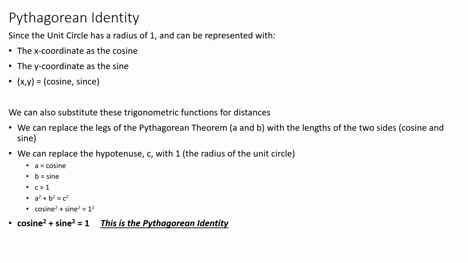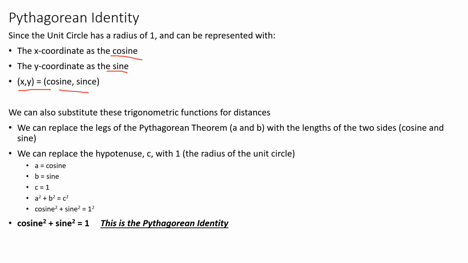With the unit circle of 1, as I said, the cosine is the x-coordinate. The y-coordinate is the sine. So if I have x and y, I know I have my cosine and my sine. And what's interesting also is we can substitute this. The a equals the cosine, b equals the sine, c equals 1. A squared plus b squared equals c squared. That's the Pythagorean theorem. Since a is the cosine and b is the sine, cosine squared plus sine squared equals 1 squared. This is the Pythagorean identity.